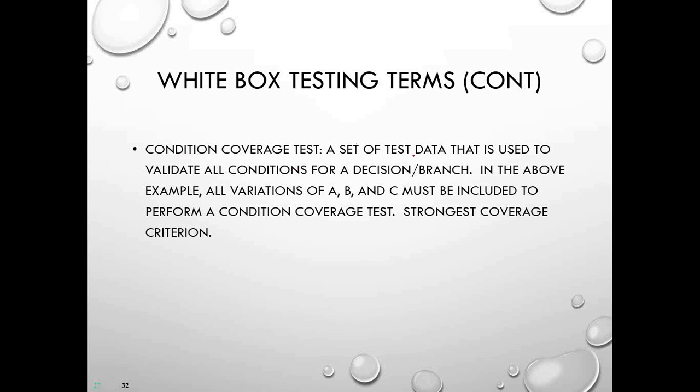Condition coverage test. A set of test data that is used to validate all conditions for a decision or a branch. In the above example, all variations of A, B, and C must be included to perform a condition coverage test. Strongest coverage criterion. What exactly does it mean? It is a coverage test. What coverage are you trying to achieve? You are trying to see how big the coverage is for each branch.